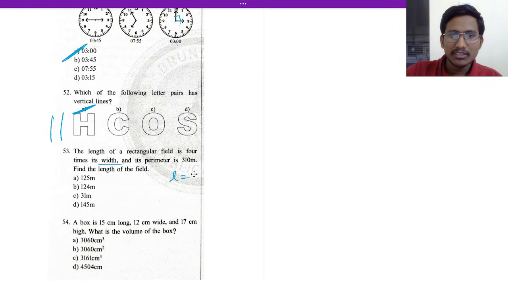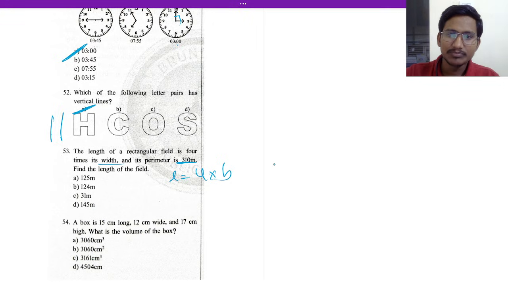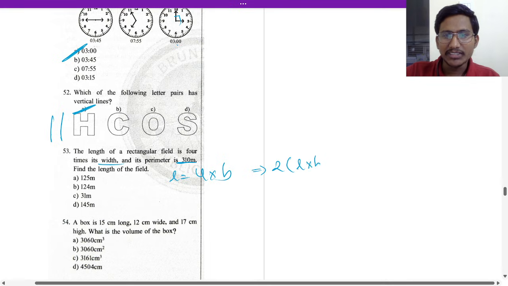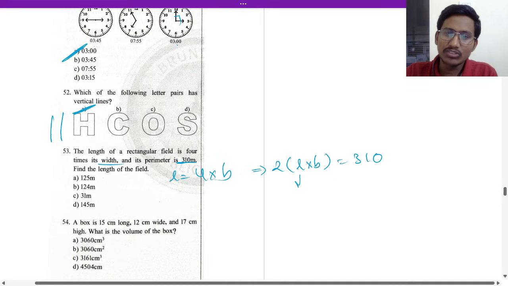So 53. The length of a rectangular field is 4 times the width. If its perimeter is 310, we have to find the length. So the perimeter is given, how much is it? It is 310. So how do we find the perimeter? 2 times length plus breadth is equal to 310. So that 2 will go to that side, divide. So it will come 310 divided by 2.